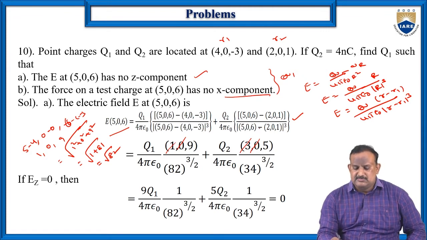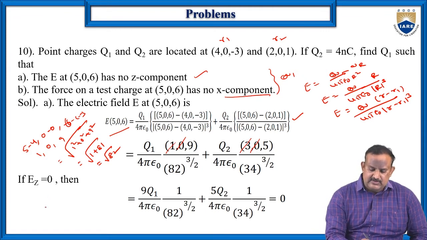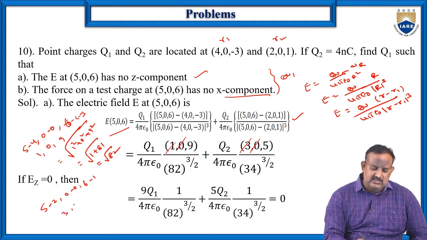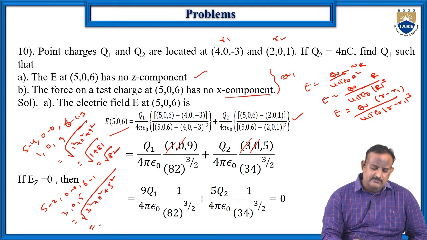Similarly, we need to find the distance between the other two points, (5, 0, 6) and (2, 0, 1): 5 minus 2, 0 minus 0, 6 minus 1. So it is (3, 0, 5). The magnitude is 3 square plus 0 square plus 5 square, which is 9 plus 0 plus 25. It is root 34.